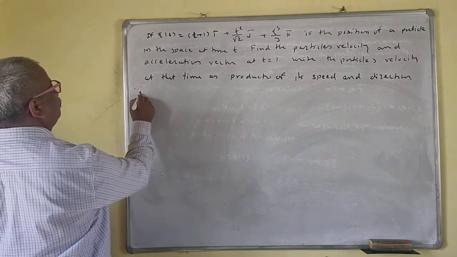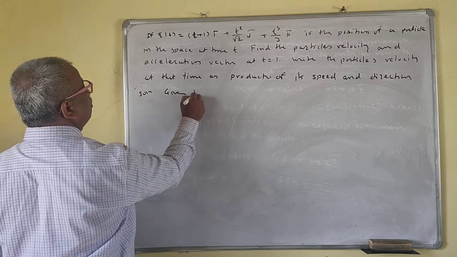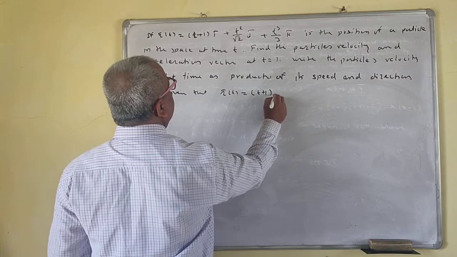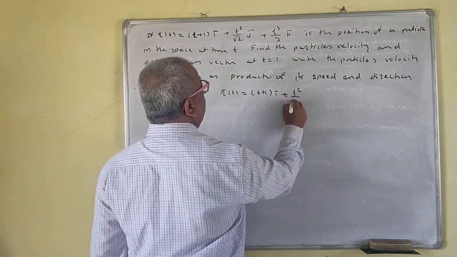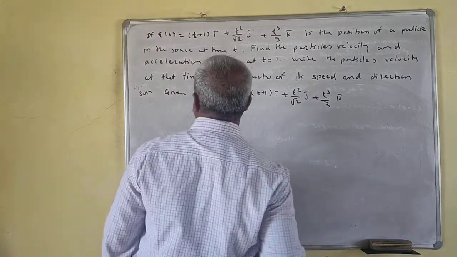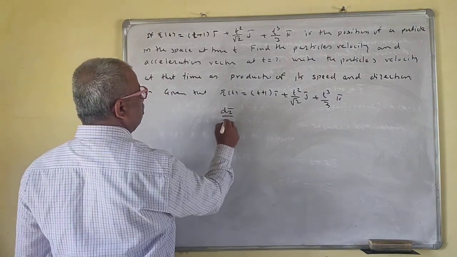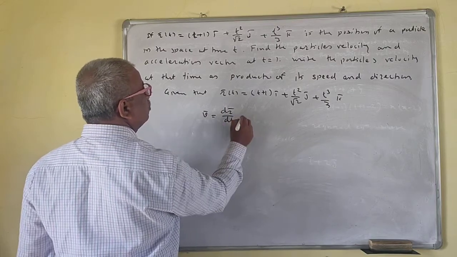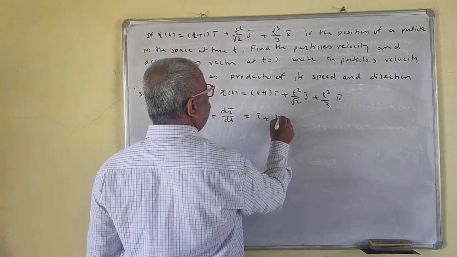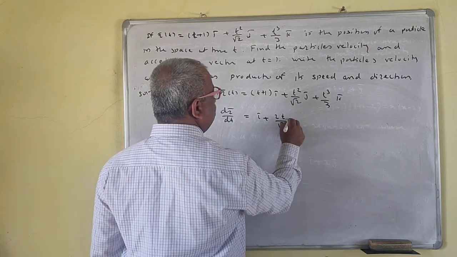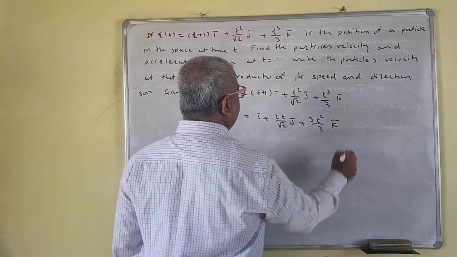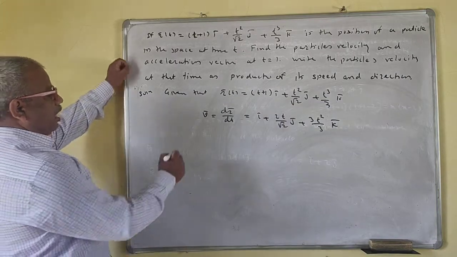Solution. Given that r bar of t is equal to t plus 1 i bar plus t square upon root 2 j bar plus t cube upon 3 k bar. So dr bar by dt, this is v bar. So dr bar by dt is i bar plus 2t upon root 2 j bar plus 3t square upon 3 k bar.